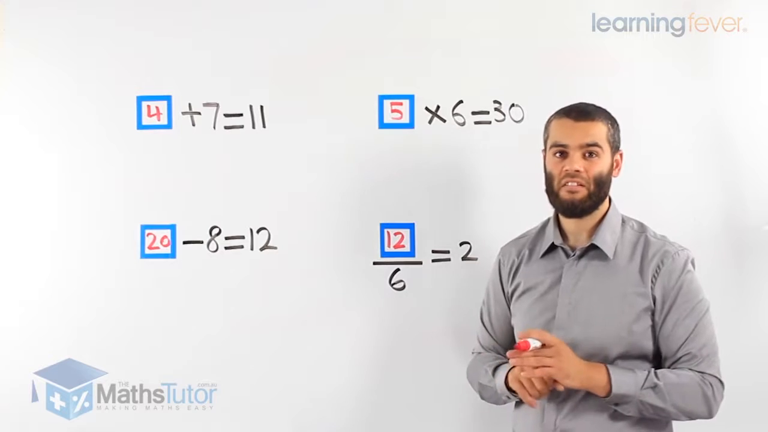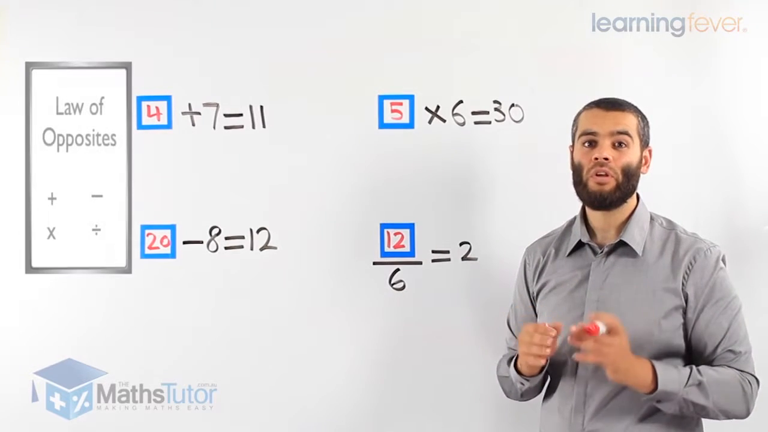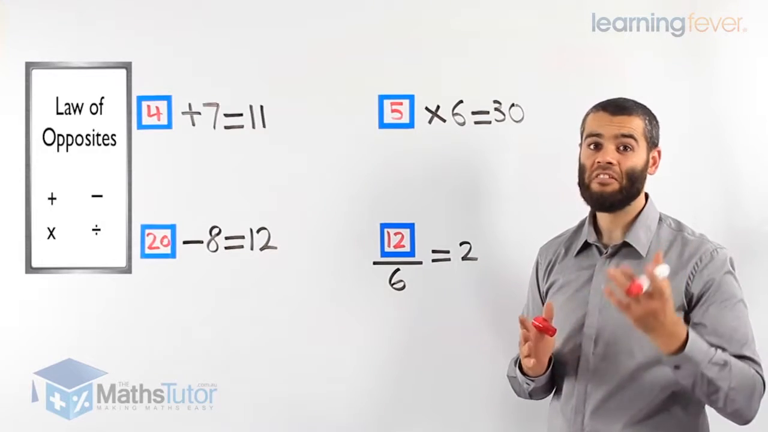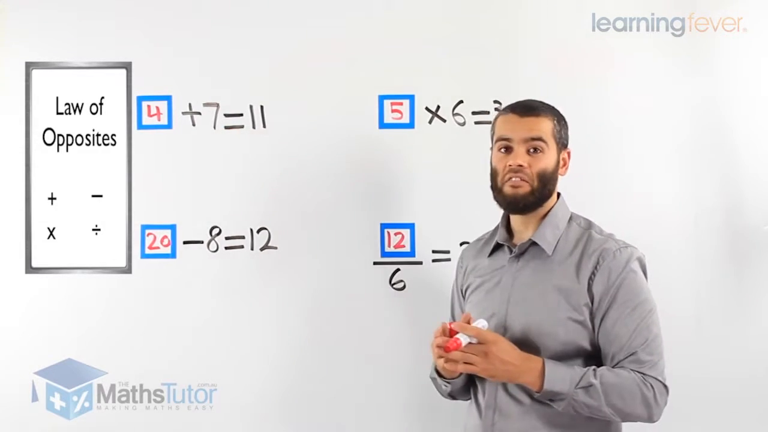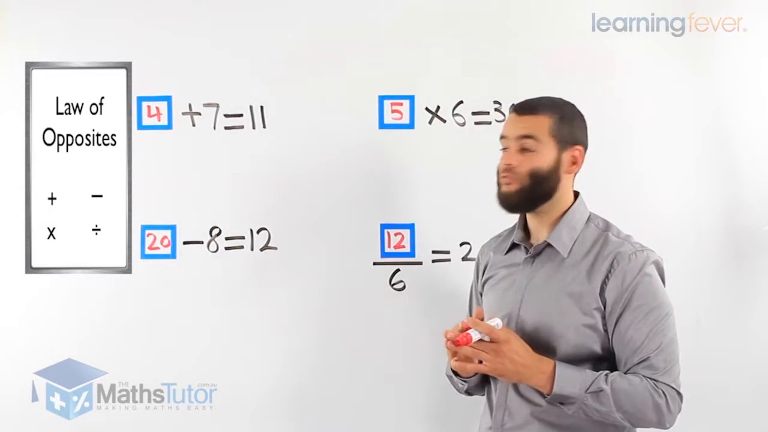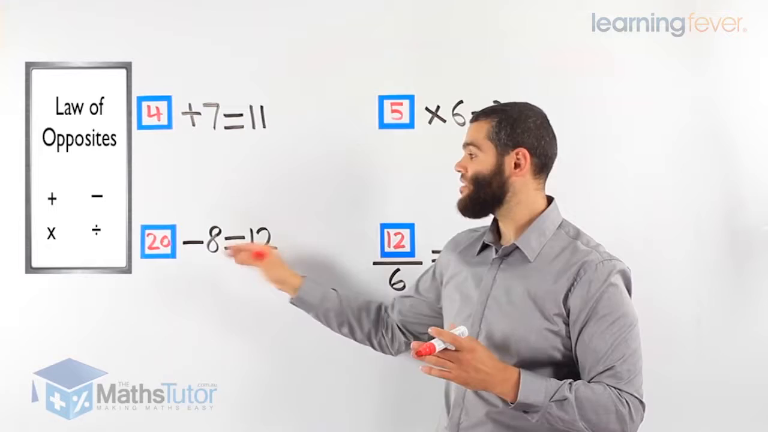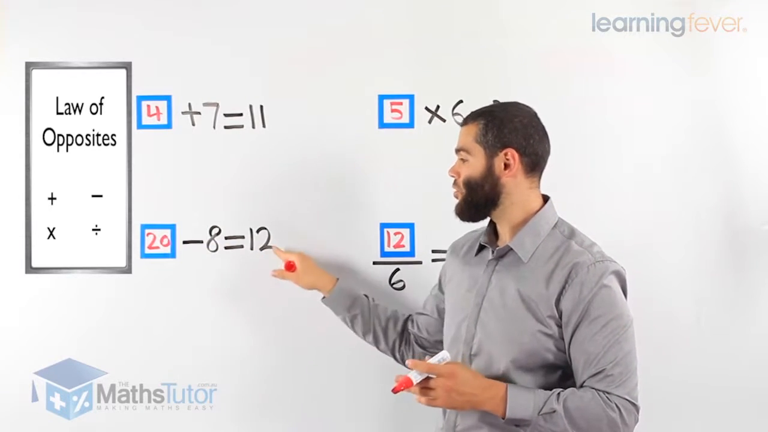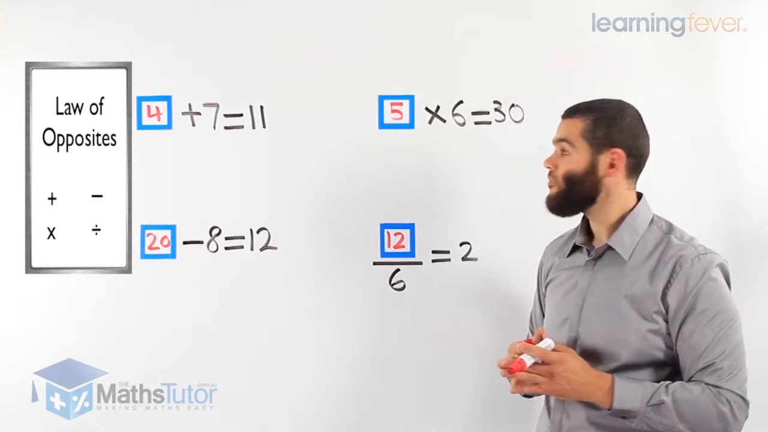Where does that take us? It takes us to what we call the law of opposites. Meaning, the opposite of plus is minus. Your brain did 11 take away 7. 11 minus 7 is 4. The opposite of minus is plus. So here, to work out the missing number, your brain did 12 plus 8 is 20.